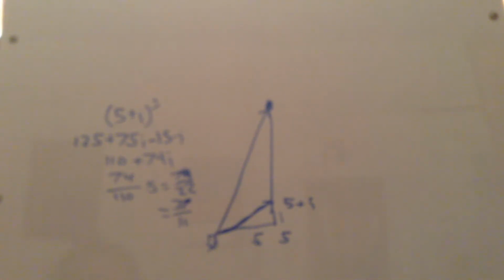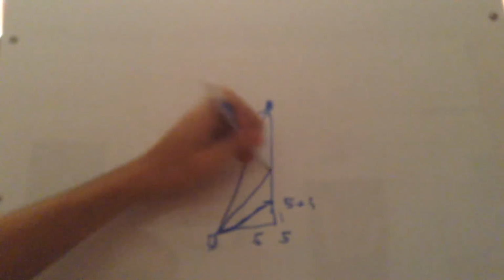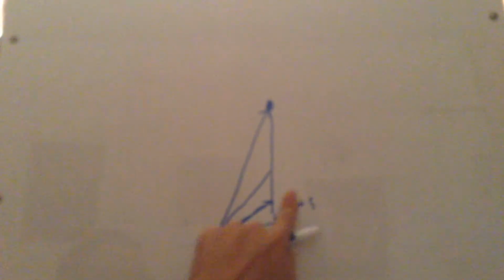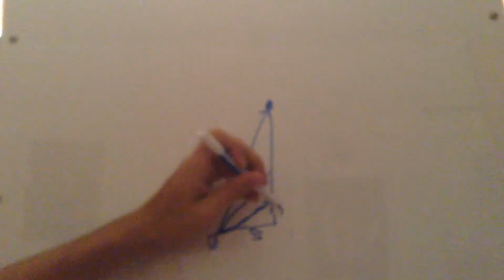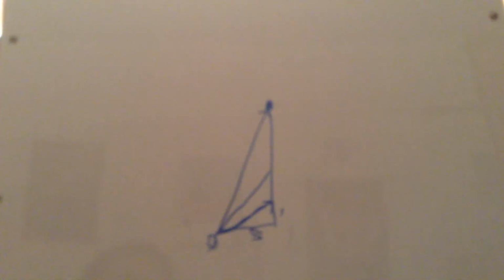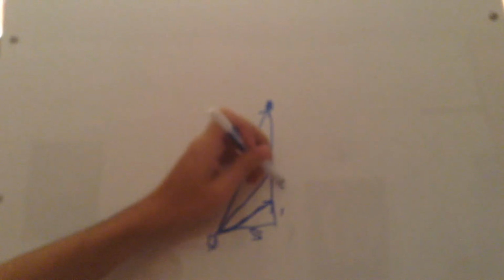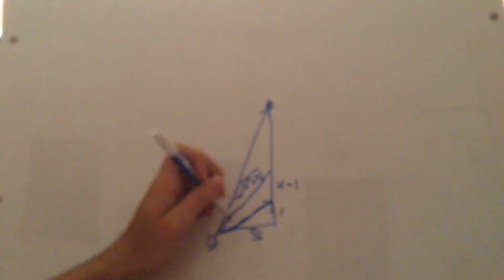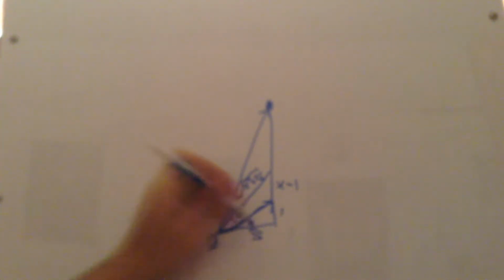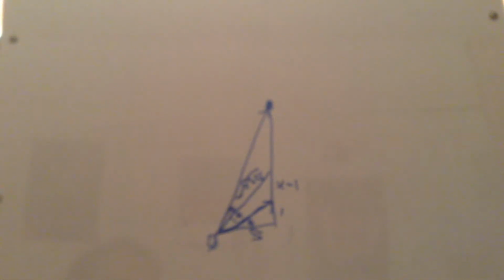The way I ended up using for my second way is a little bashier, but it just involves angle bisector theorem and Pythagorean theorem. So we got 5, 1, x minus 1, and the square root of x squared plus 25. Now, why would we want all this? It's because by angle bisector theorem, I'm cutting this in half, by the way, so this is theta, this is theta, this is theta.